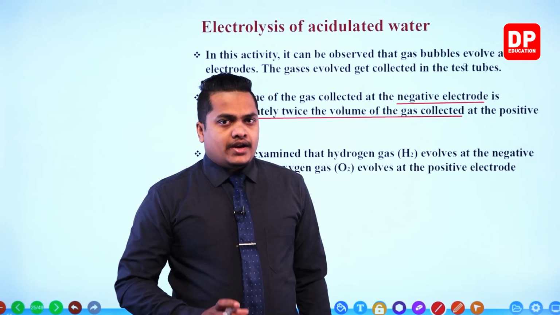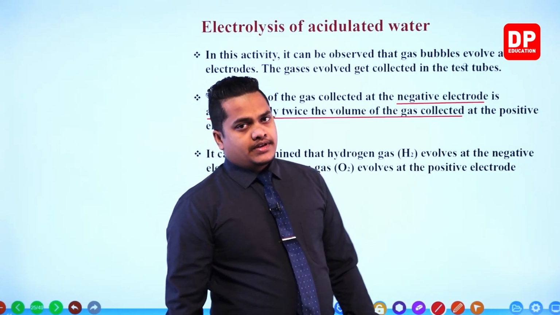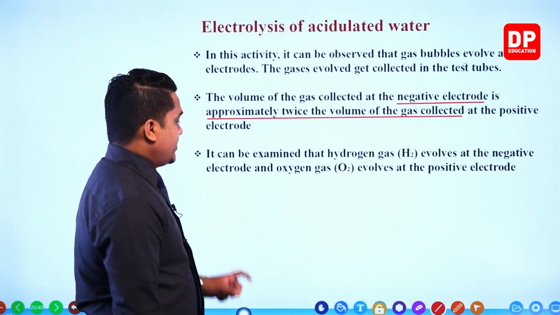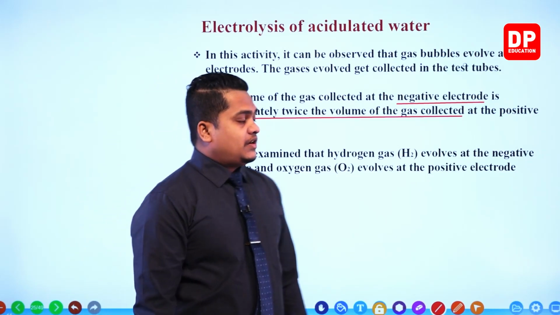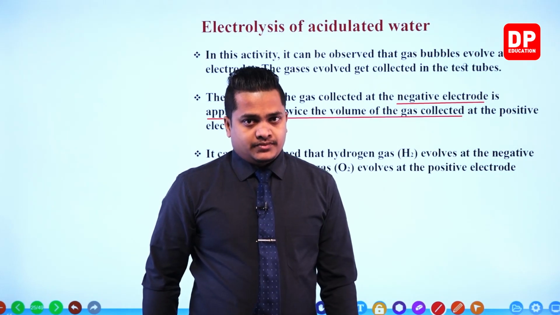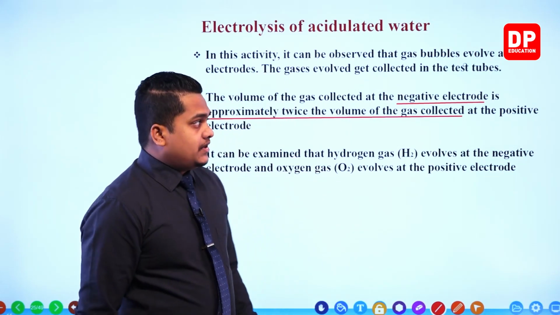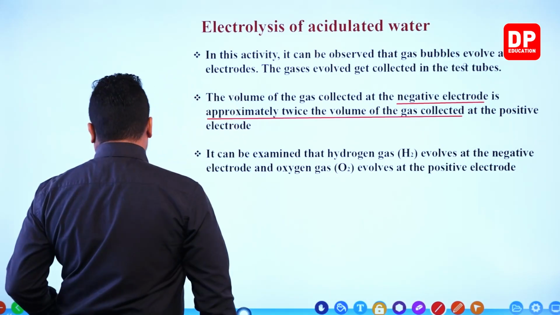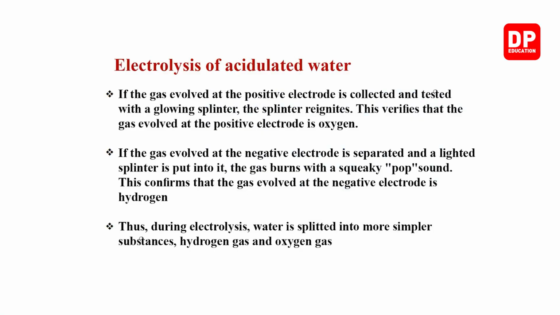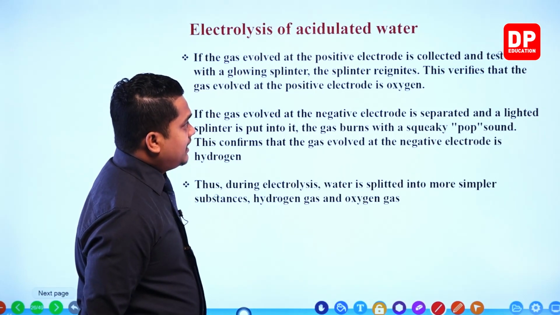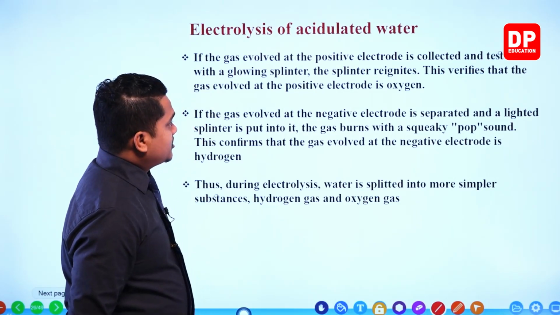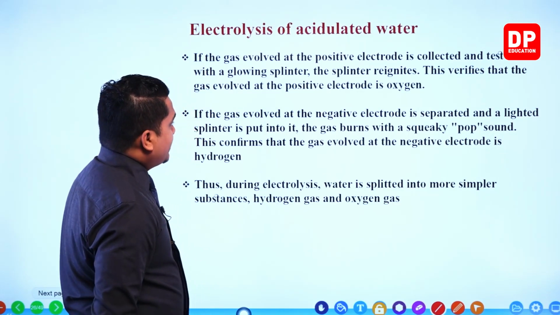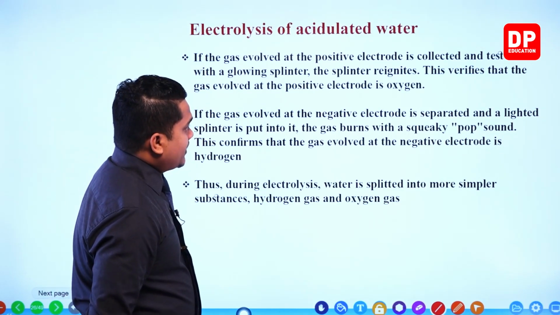So we can come to a conclusion. Finally, what is the conclusion? Hydrogen gas evolves at the negative terminal and oxygen evolves at the positive terminal. So these are our observations from the experiment. We discussed these things earlier also. Then, my dear children, the gas evolved at the positive electrode is collected and tested with a glowing splinter. The splinter reignites. This verifies that the gas evolved at the positive electrode is oxygen.